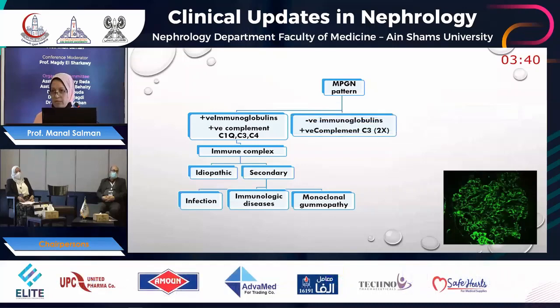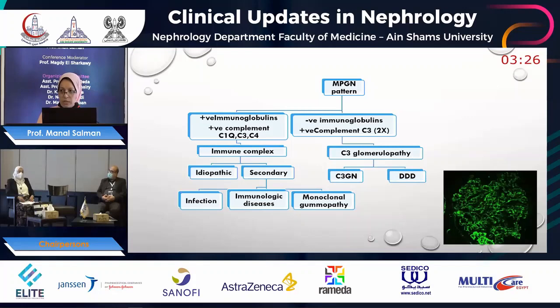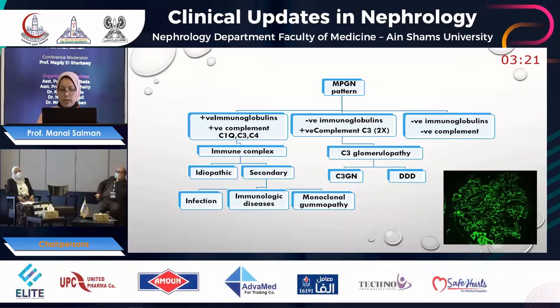We can have negative immunoglobulins and positive complement C3 only، أو يبقى immunoglobulins موجودة بس C3 قدهم مرتين على الأقل، دي بيسموها C3 glomerulopathy، وبتبقى classified into C3 glomerulonephritis and dense deposit disease according to the picture seen in electron microscope. لو كله كان negative this is a TMA.